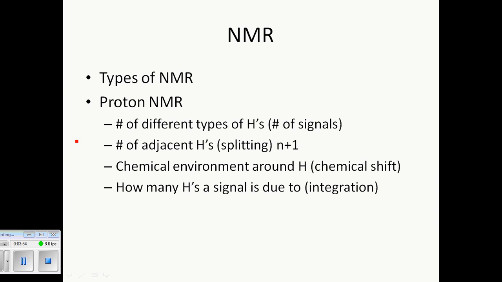The information you can get from a proton NMR is the number of different types of hydrogens. That's the number of signals you'll see, and we'll look at a spectrum on the next page. You could also find out the number of adjacent hydrogens, which is a splitting pattern that we'll talk about. And then you can get the chemical environment around that hydrogen, which tells you what it's connected to. And then you can also find out how many hydrogens a signal is due to, which is the integration.